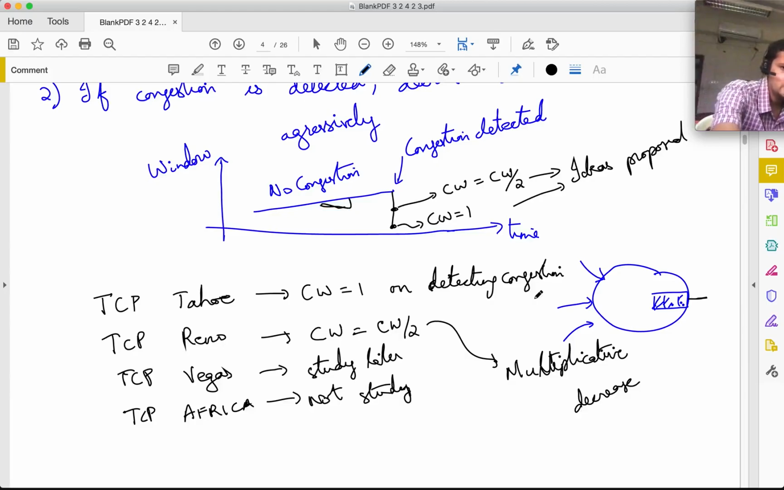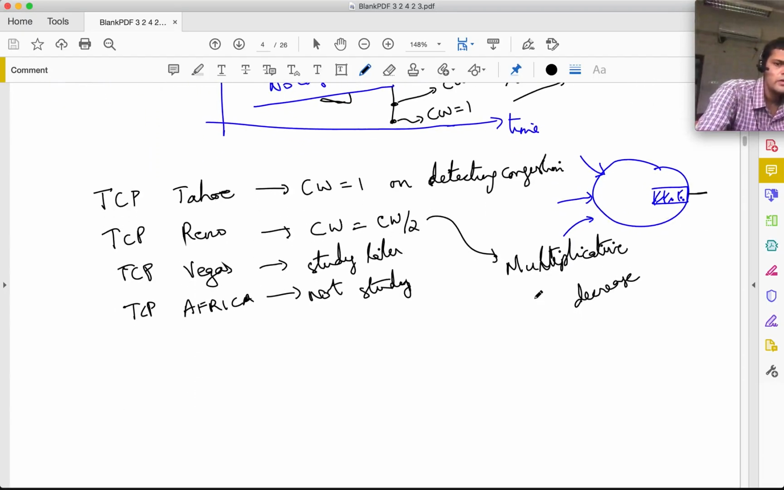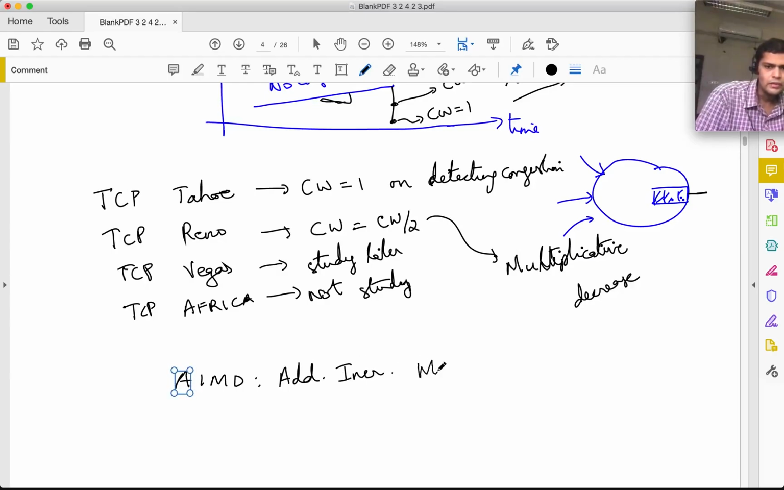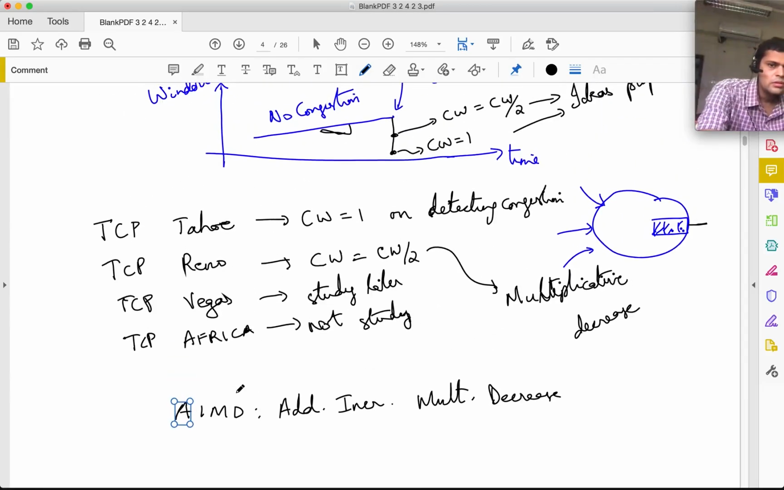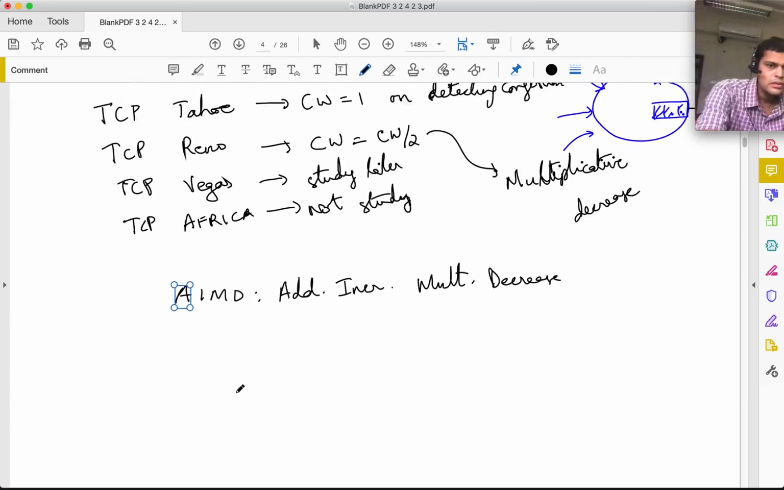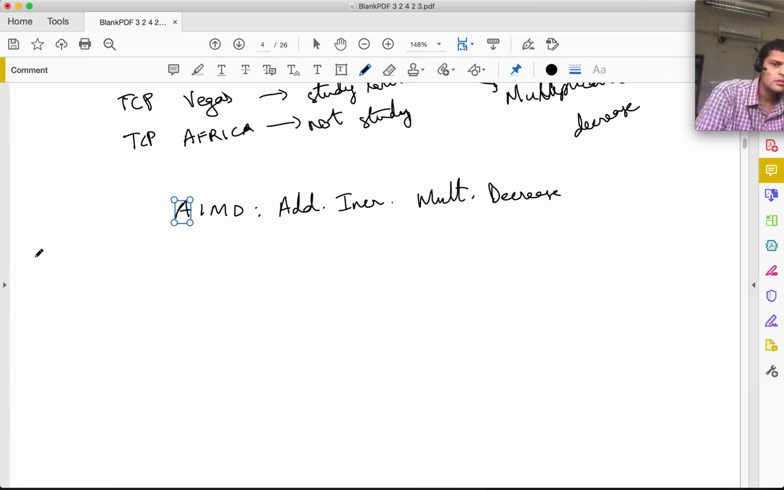So this is another principle. When you look at TCP papers, you may see something like AIMD. So this stands for additive increase, multiplicative decrease. And usually TCP protocols will implement this idea. So let's move on. So let's look at a third principle.